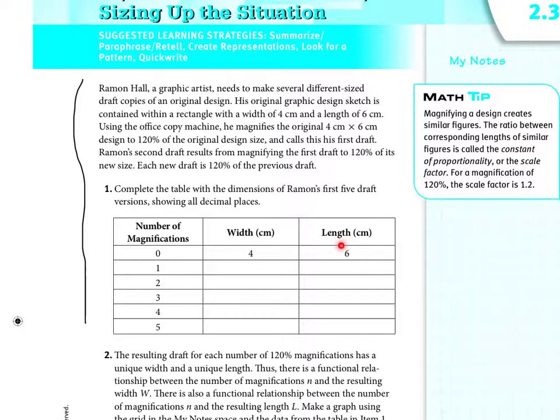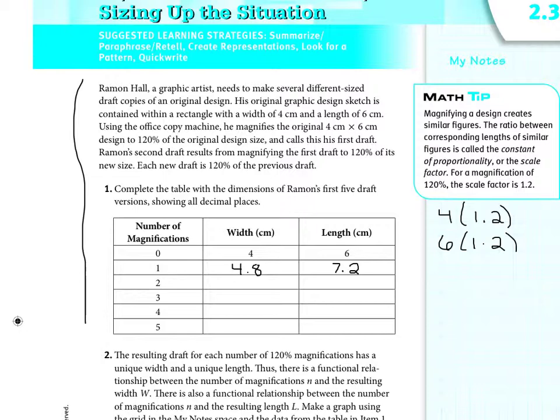Well, that should be easy. We would take 4 times 120%. Well, that's 1.2. So 4 times 1.2 should give us 4.8. And the same thing with 6. 6 times 1.2 gives me 7.2, and so forth. So let's continue with the things.